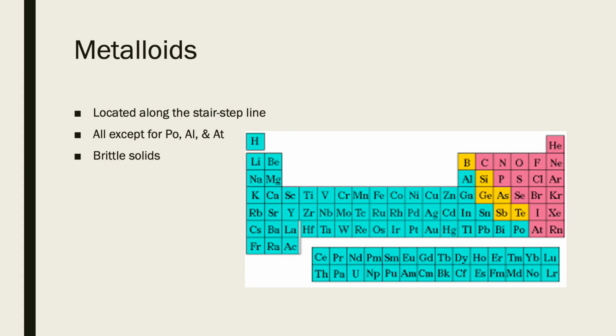Okay, taking a look at the metalloids, they are brittle solids. They line the staircase. Some periodic tables will put a red zigzag line here. They'll call it a red zigzag or a red staircase. And then the elements that line that staircase are the metalloids. Some periodic tables will actually show them in color. For this class, you need to know the ones in orange are the metalloids. As long as you know the ones in orange, you'll be fine for this class.